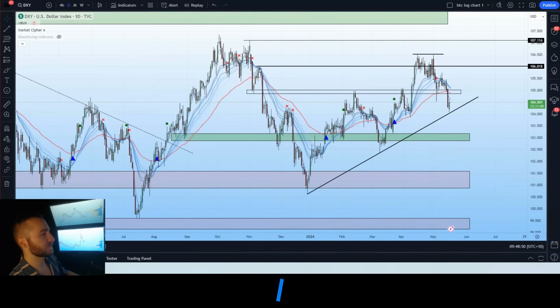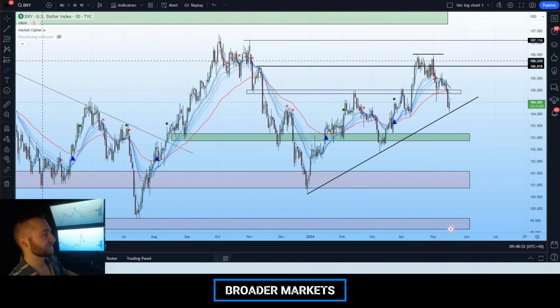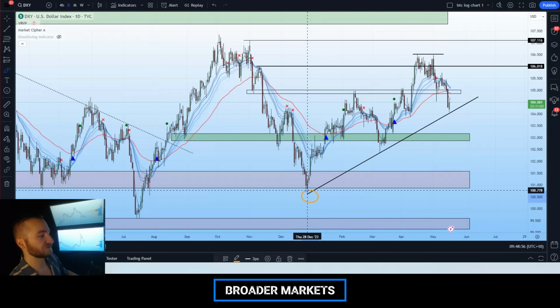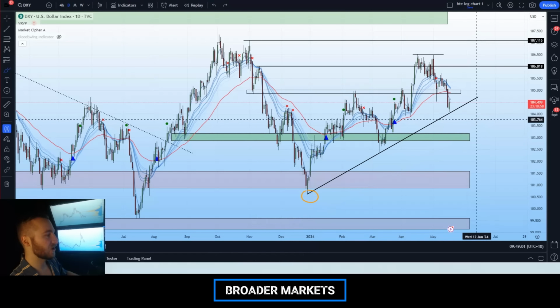Moving over to the broader market, so DXY has retested its major yearly support. This is, of course, the established support since the 28th of December 2023. This is going to be our yearly level of support.